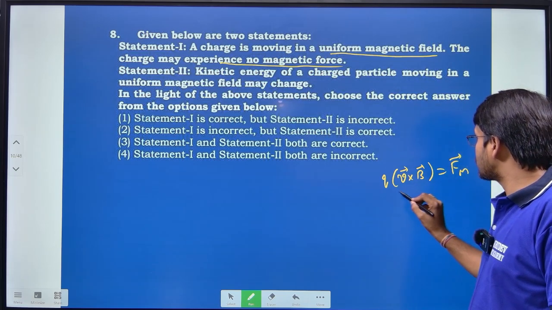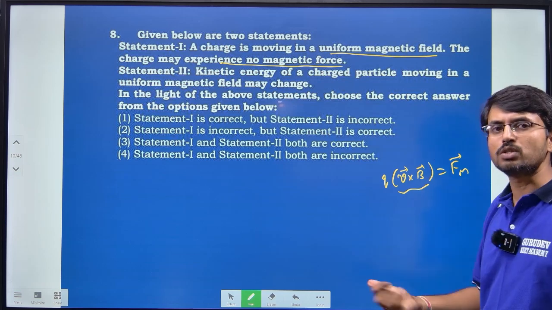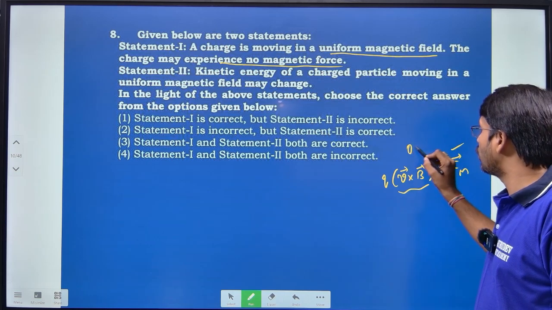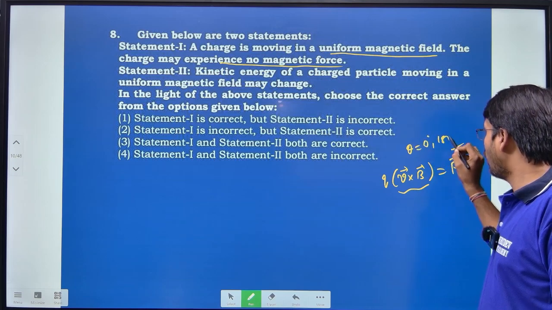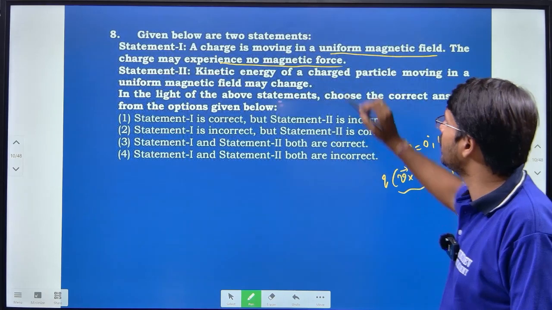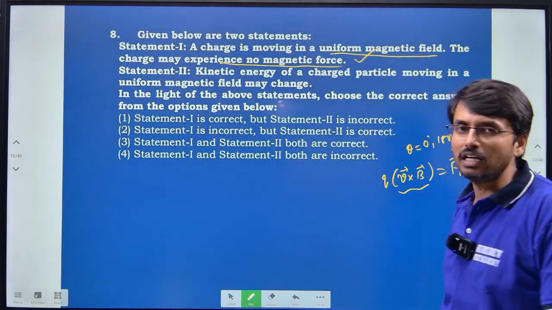Whenever this cross product becomes 0, then the force also becomes 0. The cross product can become 0 only when theta equals 0 degrees or 180 degrees, and as a result, it can become 0, so that is a correct statement.